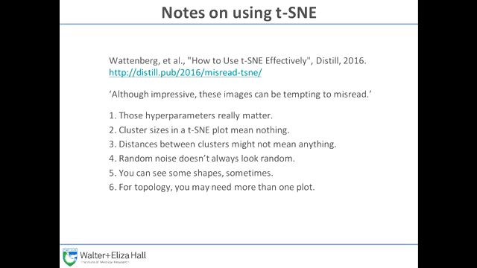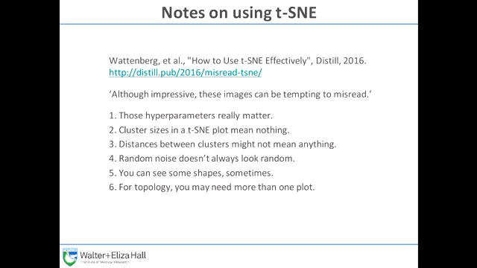So cluster sizes don't mean anything, whether they're tight or spread out. You've got to be careful not to overinterpret. Distances do not mean anything. Random noise doesn't always look random, so you've got to be really careful with that. Often you can see shapes sometimes, and again, the tendency to overinterpret is always there. If we have a complicated topology for a data set, we may need more than one plot to understand it, and particularly we may need to look beyond TSNE to do that.